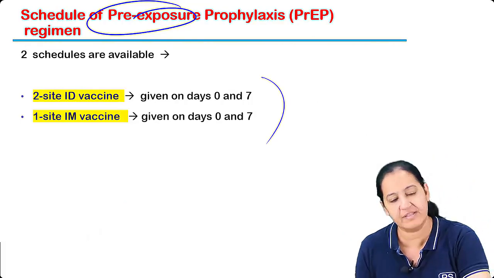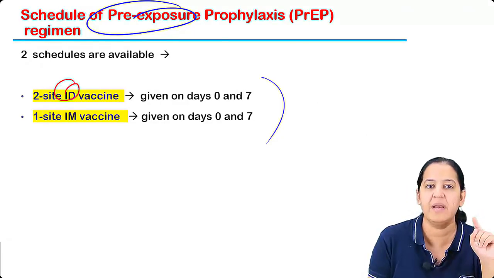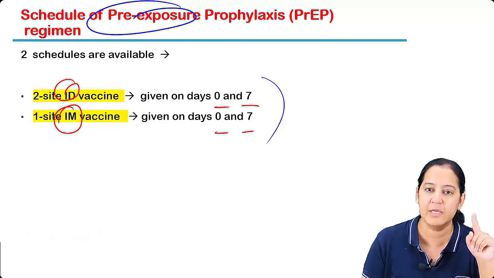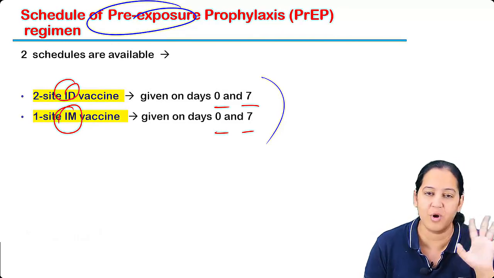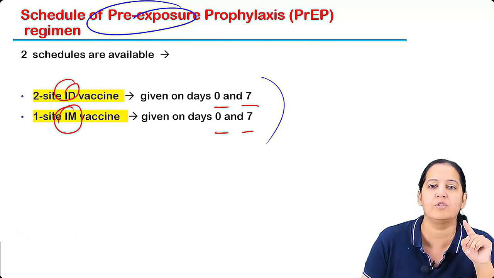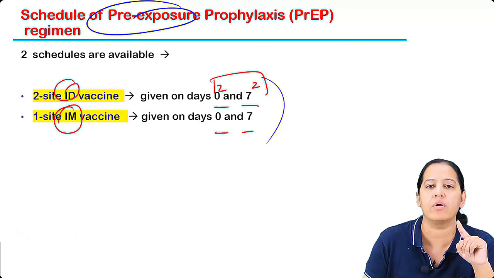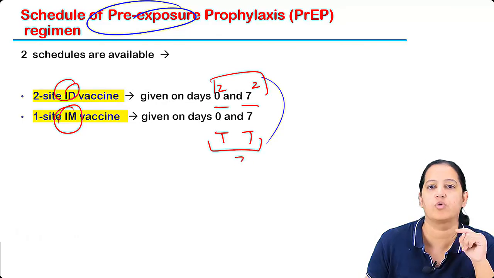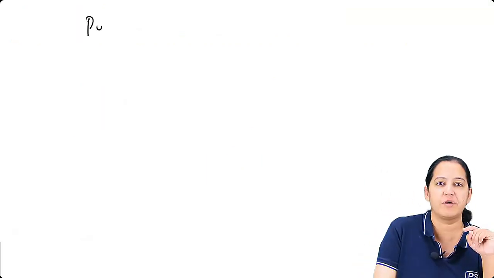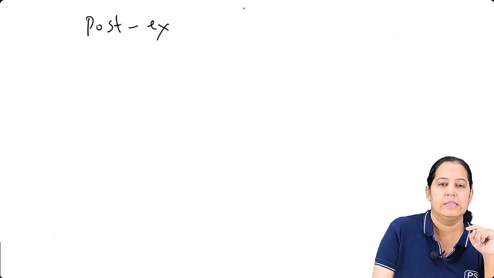Here also we have the same two protocols, intradermal and intramuscular. We call the person on 2 days, 0 and 7. 0 is the day of vaccination, not the dog bite. Any day can be started. So here only 2, 2, total 4, and 1, 1, total 2 injections are given. I'm summarizing all 4: post-exposure, pre-exposure.